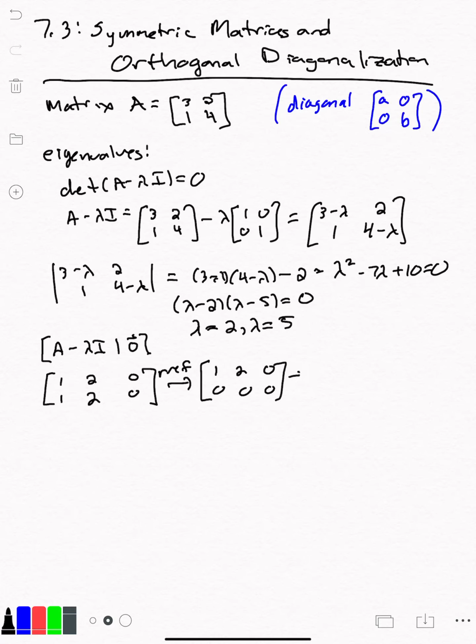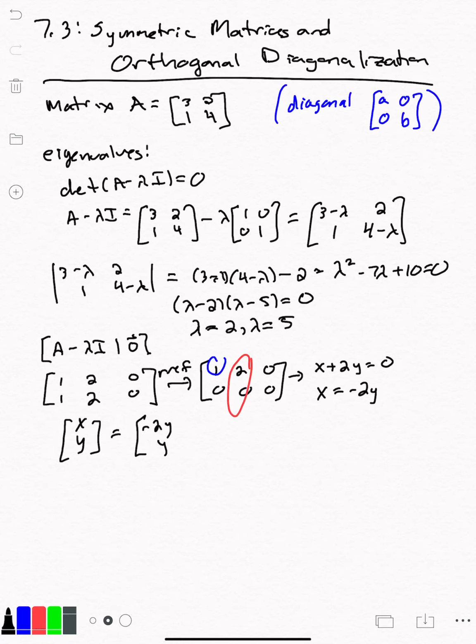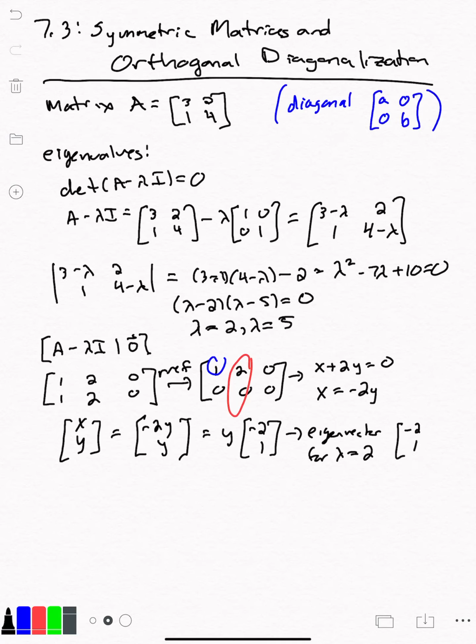If you're trying to solve this, you write out the first equation: x plus 2y is 0. Y is my free variable, right? I only have one pivot here. And so that means x is negative 2y. So (x, y) is (negative 2y, y). That means everything is a multiple of the vector negative 2, 1. And that right there, the negative 2, 1, is the eigenvector. So the eigenvector here, specifically for lambda is 2, is the vector negative 2, 1.